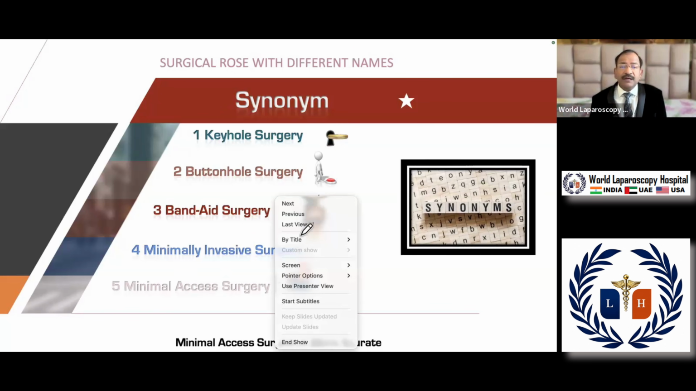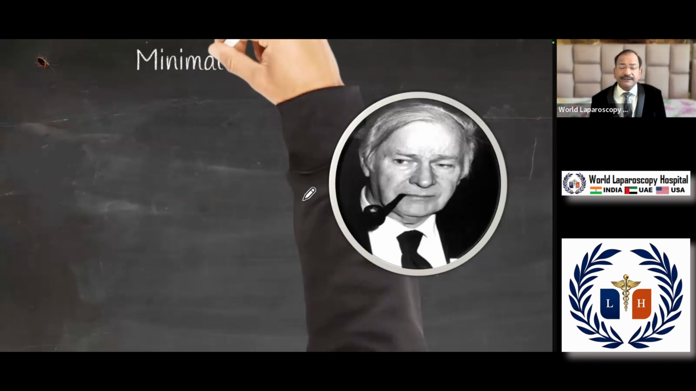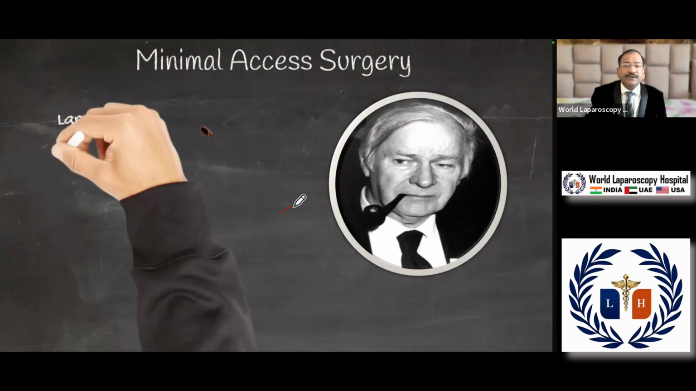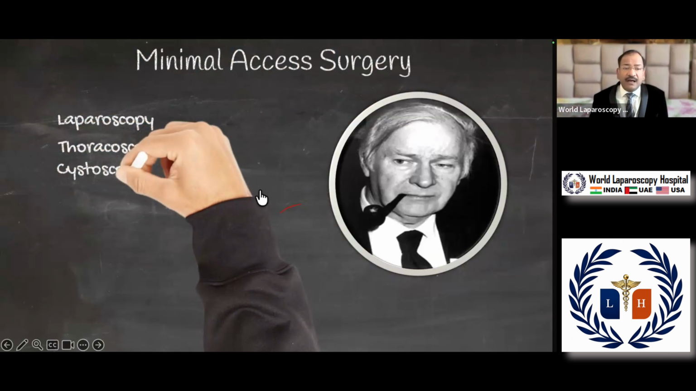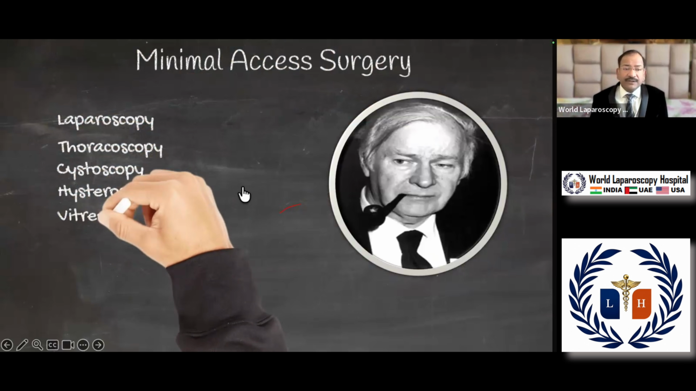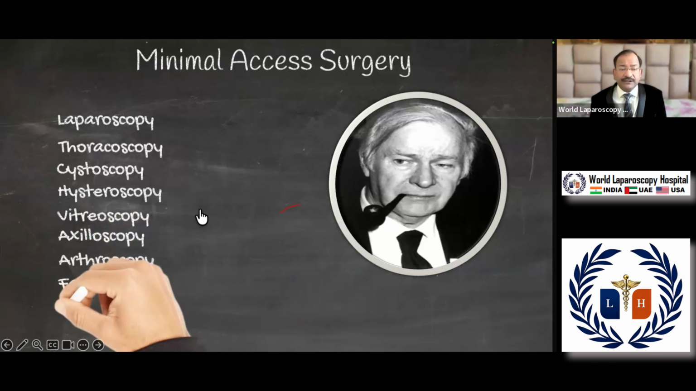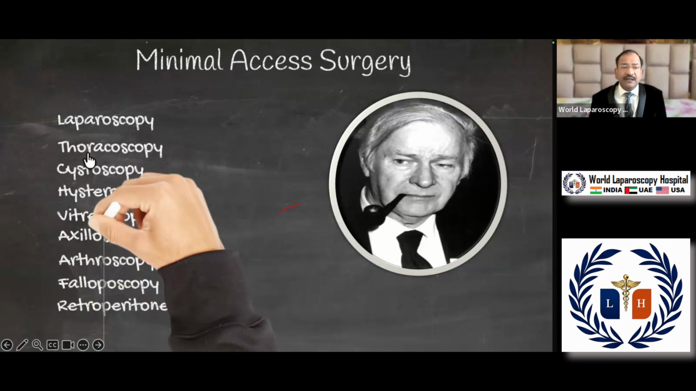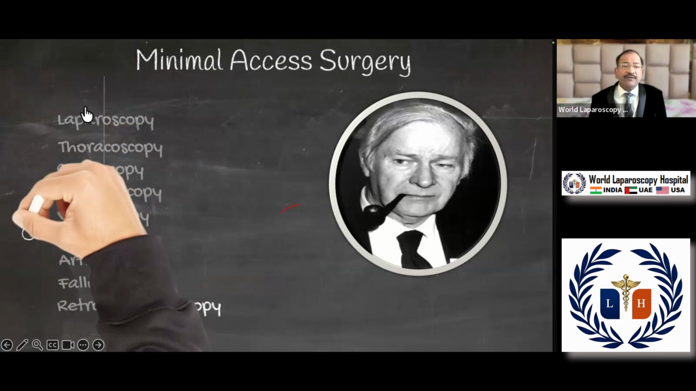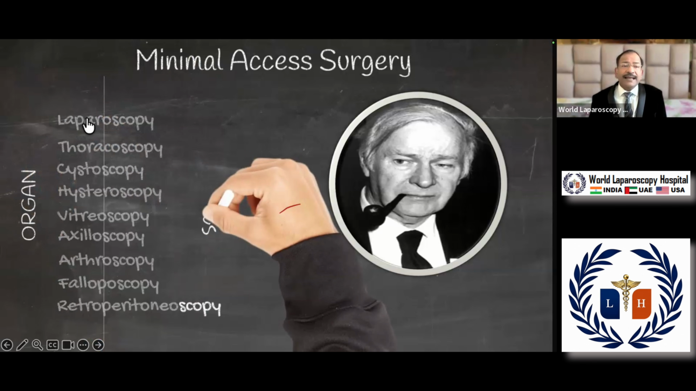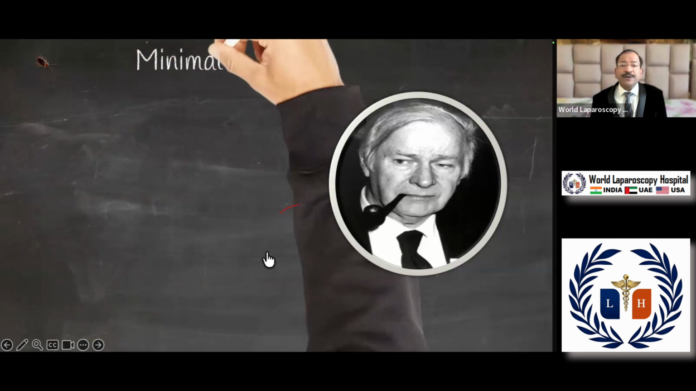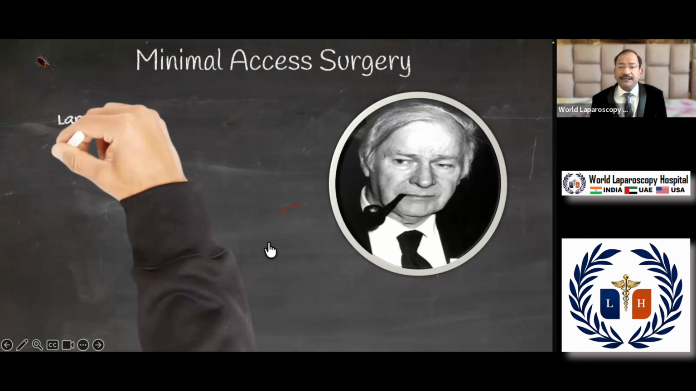There are different branches of minimal access surgery, like laparoscopy, cystoscopy, hysteroscopy, arthroscopy, axilloscopy, vitreoscopy, retroperitoneoscopy. Now, the prefix is the organ where you will put your telescope: lap means abdomen, thorax, bladder, uterus, vitreous, tumor, axilla, joints, fallopian tube. And this term scopy was coined by Professor Hopkins.